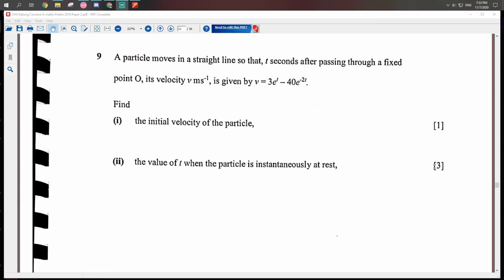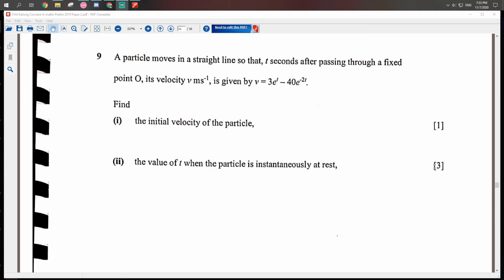Question 9. A particle moves in a straight line so that t seconds after passing through a fixed point O, its velocity v meters per second is given by v equals 3e to the power of t minus 40e to the power of negative 2t. Find the initial velocity of the particle. Okay, I'm not going to write on the board for this one. Sub t equals 0, 3 minus 40, it's negative 37 meters per second.